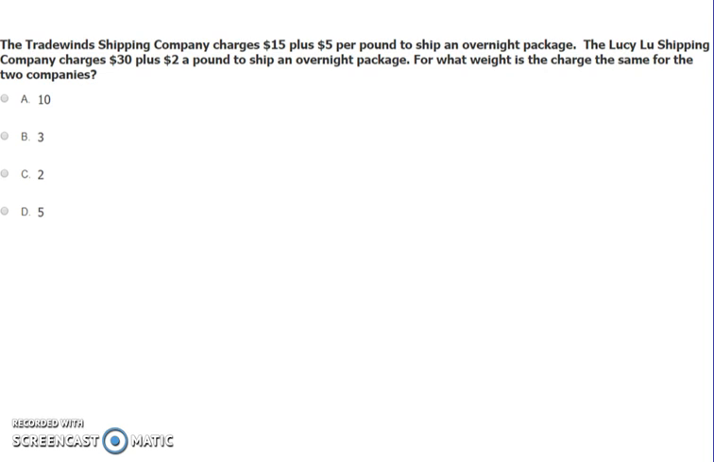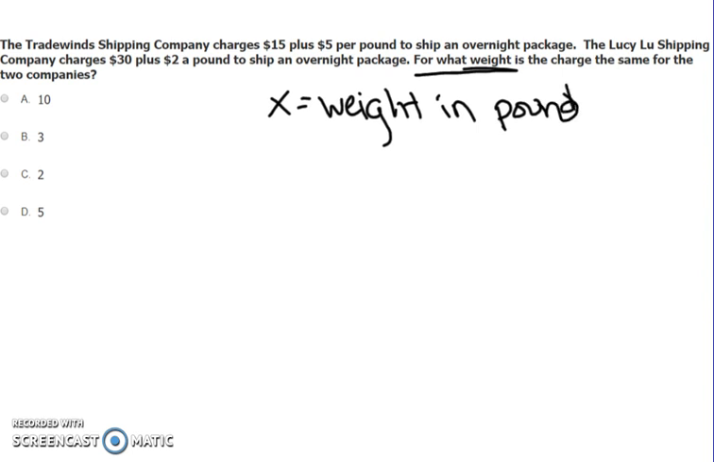Now, if we look at this one, the Tradewinds Shipping Company charges $15 plus $5 per pound to ship an overnight package. The Lucy Lou Shipping Company charges $30 plus $2 a pound to ship an overnight package. For what weight is the charge the same for the two companies? So again, let's start by identifying what X stands for. Well, it says for what weight. So X is going to be my weight in pounds.